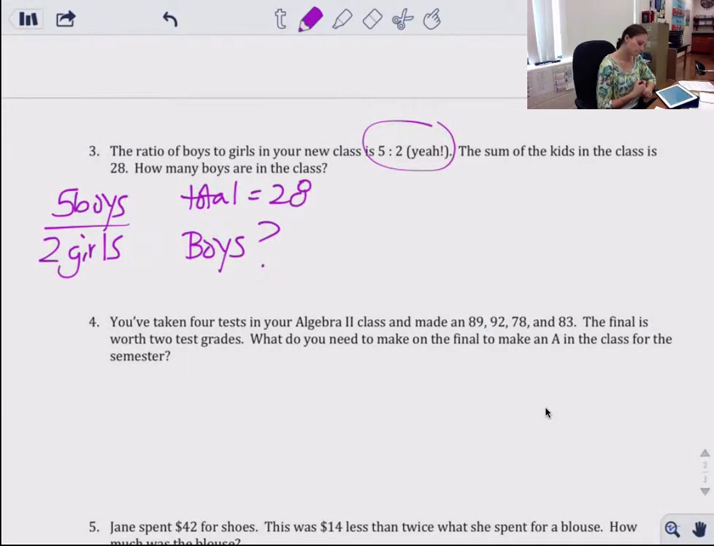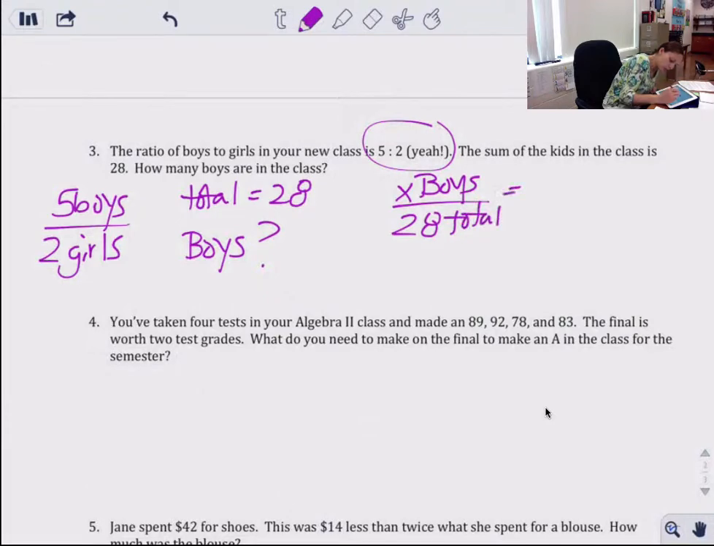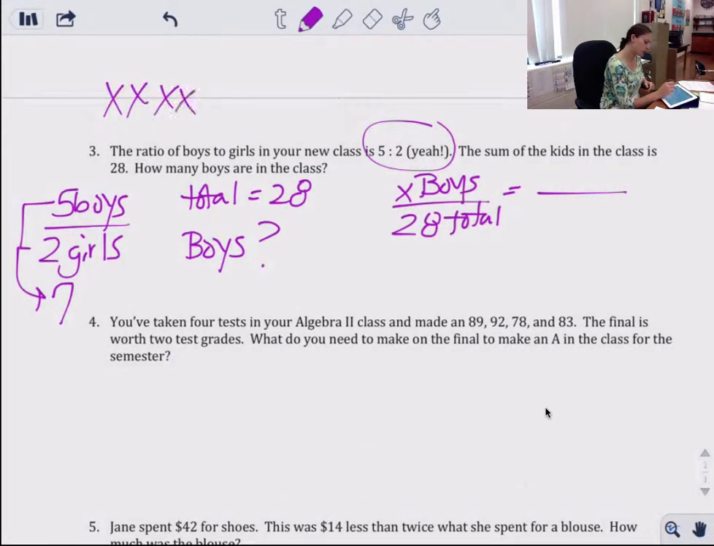So I want to know x number of boys for a total of 28 people. Well, it's 5 to 2. So how many total do I have here? Well, I have 7 people, right? If I've got 7 people, so I got 1, 2, 3, 4, 5, 6, 7 people. 2 of them are girls, 5 of them are boys. So if I have 7 total people, 5 of those are boys.